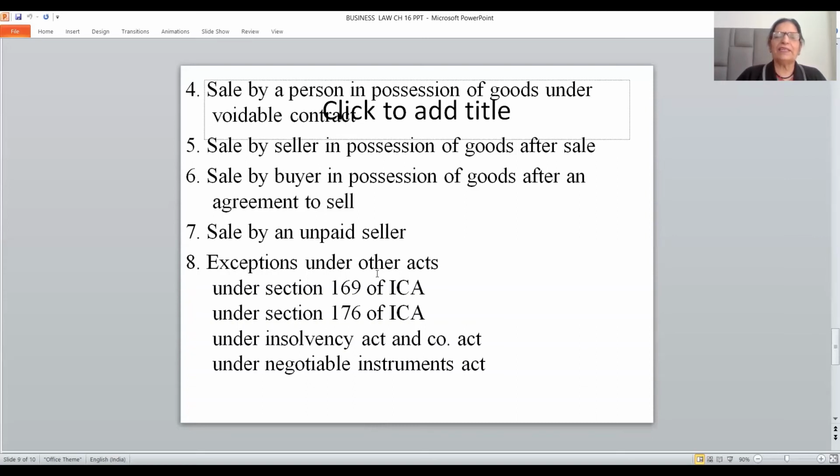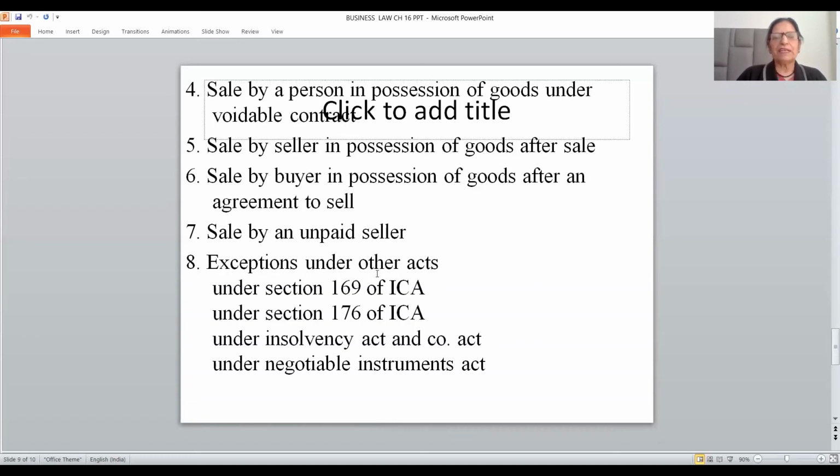Then sale by unpaid seller. Friends, unpaid seller, as it is clear from the term itself, means the seller who has not been paid the price. Which price? Part of the price or whole of the price. Unpaid seller is the last chapter under the Sale of Goods Act 1930, which I will take up in detail. But an unpaid seller is a seller who has not been paid. So one of the rights available to the unpaid seller is the right to sell the goods. In some cases, the seller has the right, he can sell the goods, and the sale made by the unpaid seller will be termed as a valid sale.